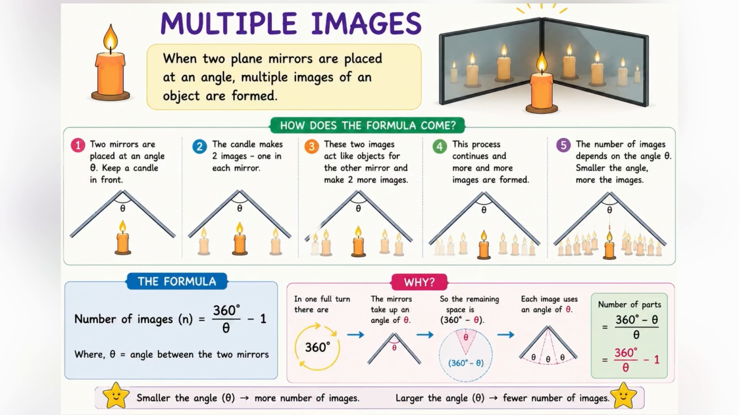Now, why are multiple images formed? This happens because the light reflected from one mirror falls on the second mirror and gets reflected again. And this process continues again and again.